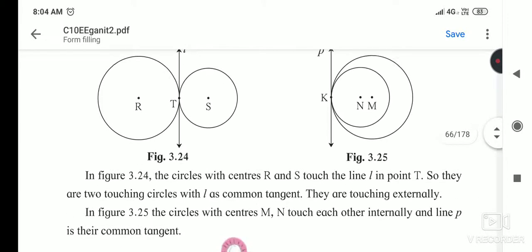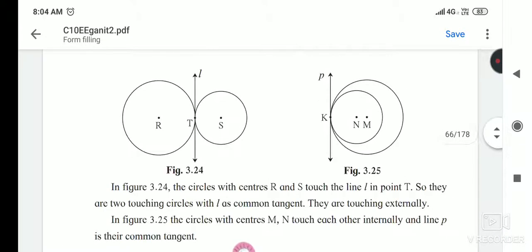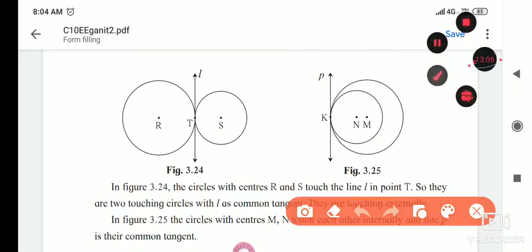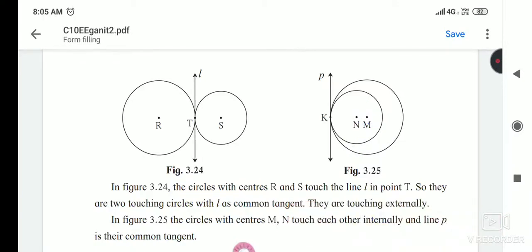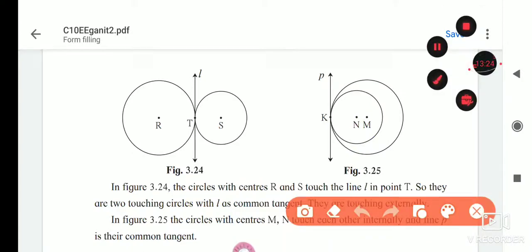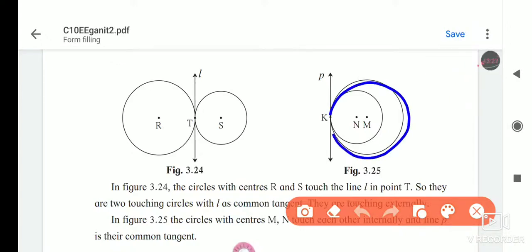3.25. For this figure, what they told you is that the circles have centers M and N. There are two circles; the center of the smaller circle is N, and the center of the greater circle is M. They are touching each other internally. If you see this, this is the first circle, and inside that circle the smaller circle lies, so both are touching internally to each other.